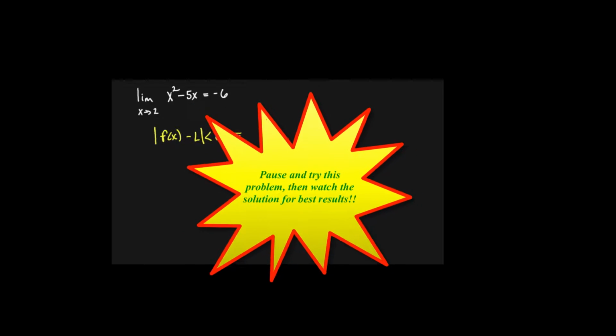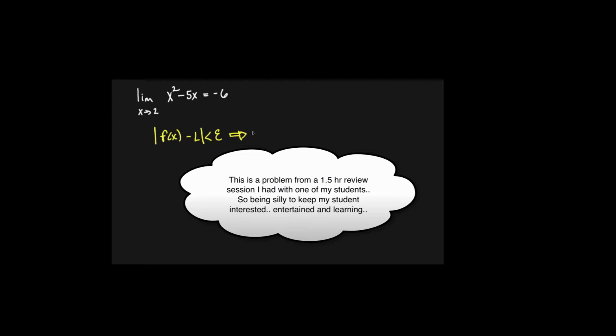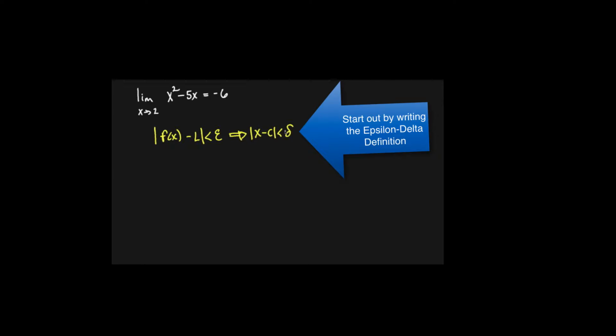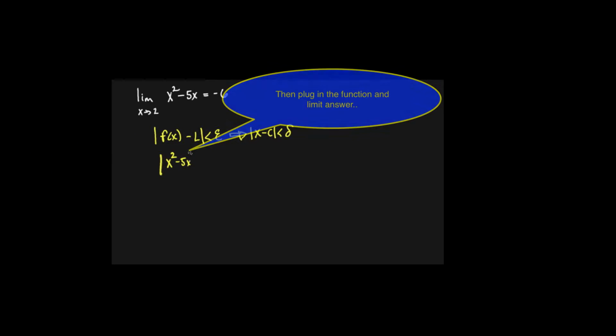less than epsilon yields the absolute value of x minus c less than delta. This is my f of x, the whole equation at the top, x squared minus 5x. This is my limit, and it'll be a positive 6 minus a negative 6. You're going to get a positive when you simplify that.